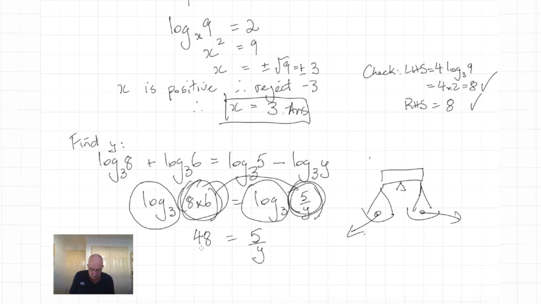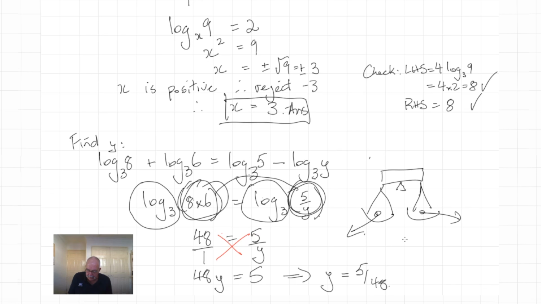There are lots of ways we could do this. We've learned a situation where we can put a cross through the equals and multiply along the arms of the cross. We want to get y by itself, so 48y equals 5 times 1, which is 5. If we divide both sides by 48, we get y equals 5 over 48. And that is our answer.